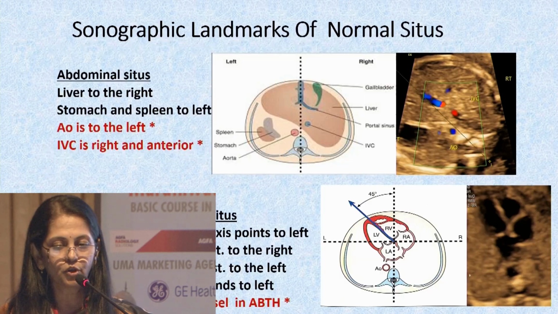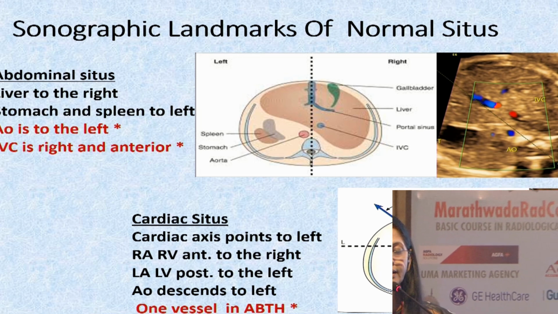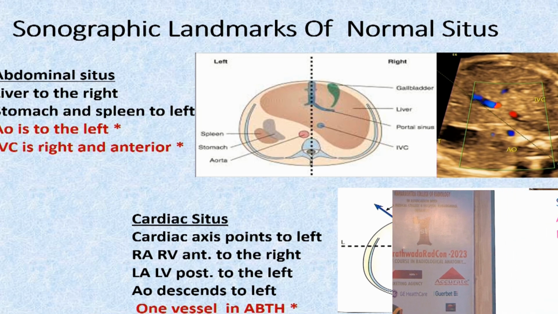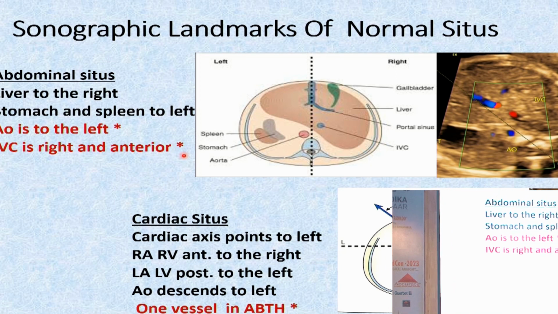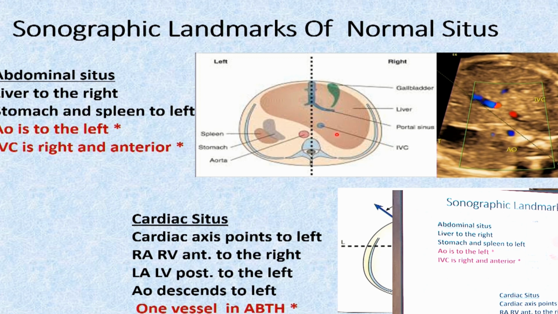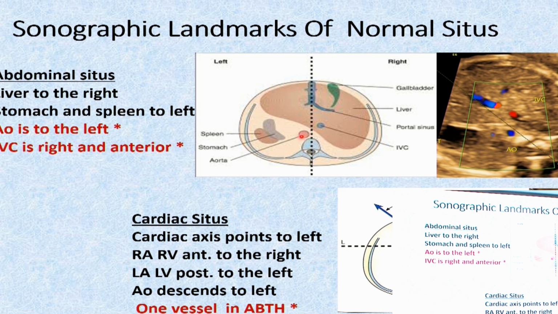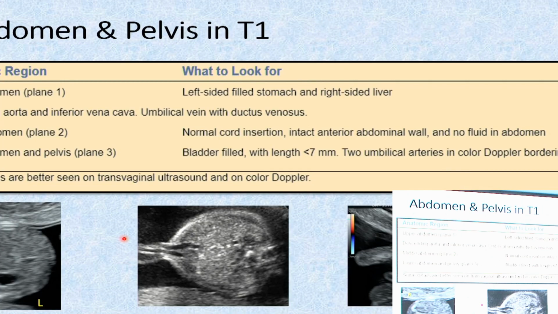So first we should go with the situs, and on the situs basically we have to understand the normal situs landmarks, the abdominal situs and the cardiac situs. Always the liver is on the right, the stomach is on the left, and then the spleen and these small organs which are very difficult to see on ultrasound, we don't take in the situs evaluation, but yes, in abnormal cases we have to take that. And then the major things like the aorta is on the left and the IVC is on the right and anterior. And the cardiac situs I won't go into detail because tomorrow it will be covered again.